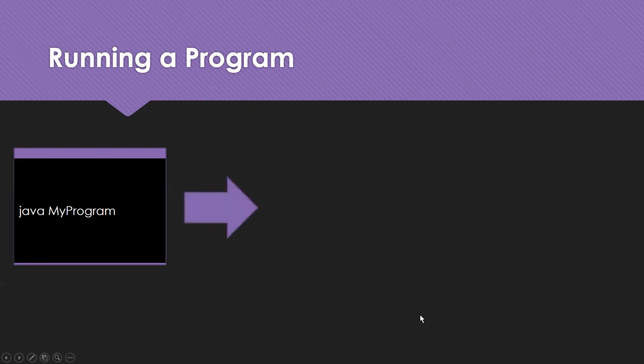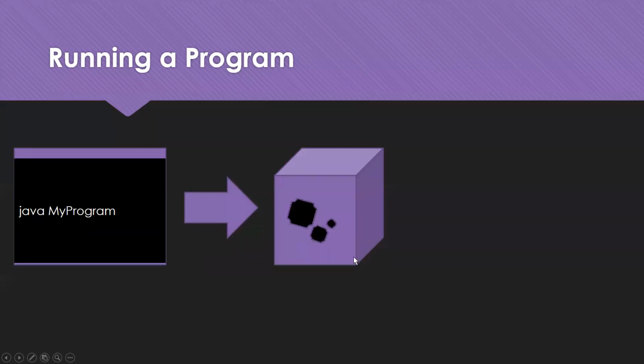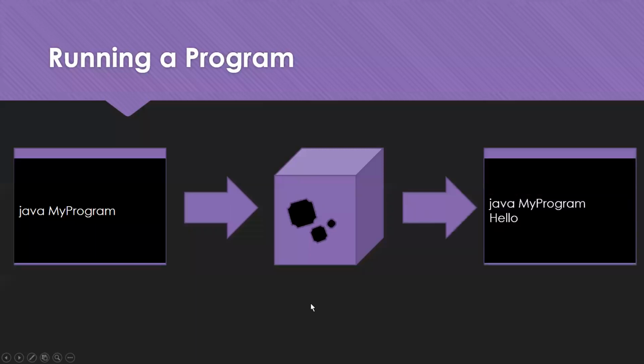So what happens is that when you write java myprogram, the processing starts and the computer does its processing, and whatever lines of code there are, it is going to run those lines of code. Suppose we had written a line of code which said hello. So you write java myprogram, and hello will be the output in that case.